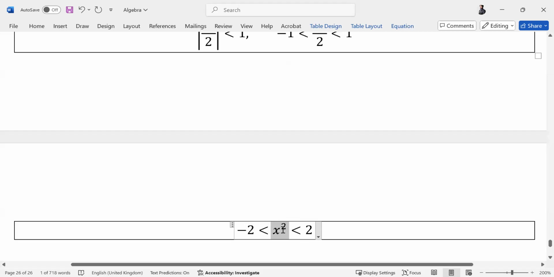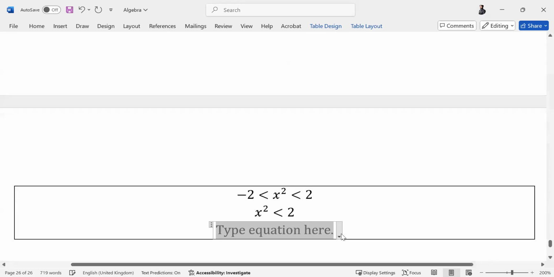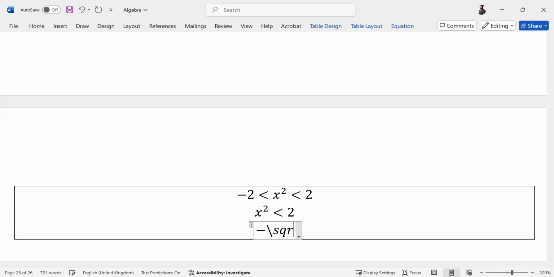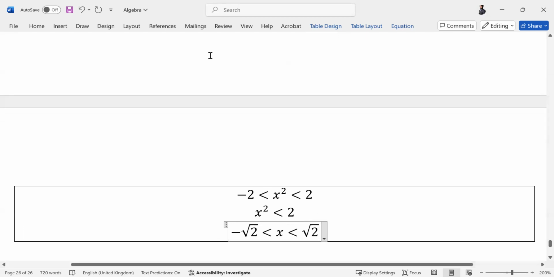Now this becomes a quadratic inequality. Only one condition remains: x square must be less than 2. So what do you get? If x square is less than 2, is that a happy face? What will be its critical points? Plus root 2 and minus root 2. So can you say that x must be between minus root 2 and positive root 2? Is this clear? Think on this, and let me know if you are unable to understand it.